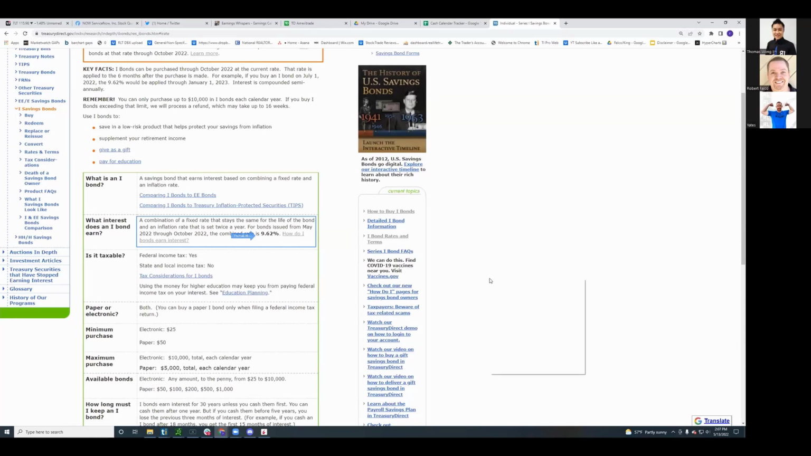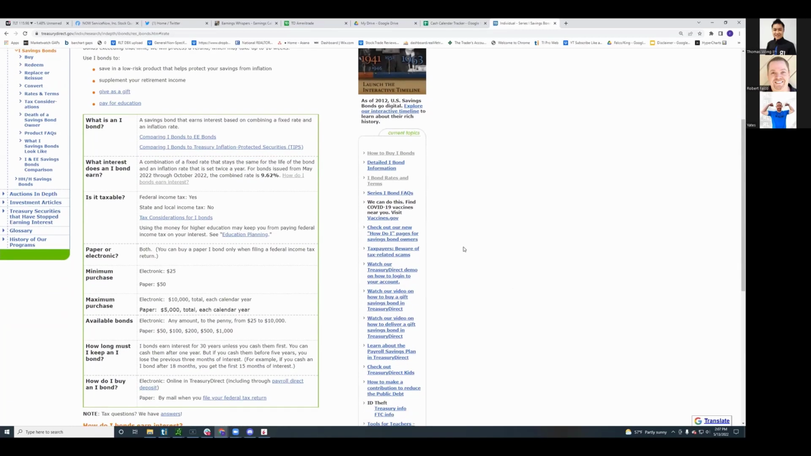Yeah. And the maturity on these, I think, is 5 years. Well, they technically earn interest for 30 years. 5 years is the limitation to not pay any sort of penalty. So the penalty is the last 3 months of interest.